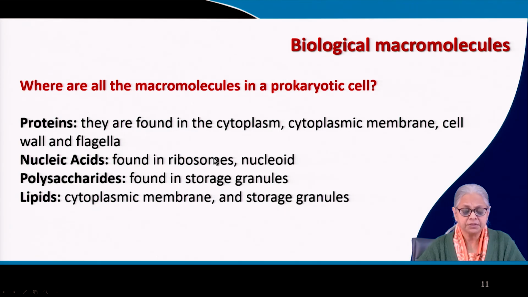The nucleic acids are found in the ribosomes and in the nuclear region or the nucleoid, and the polysaccharides are found in storage granules, and the lipids are distributed in the cytoplasmic membrane as well as in the storage granules.